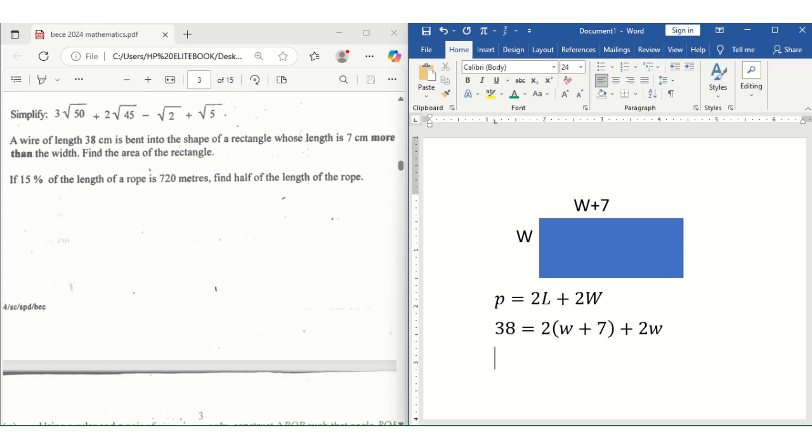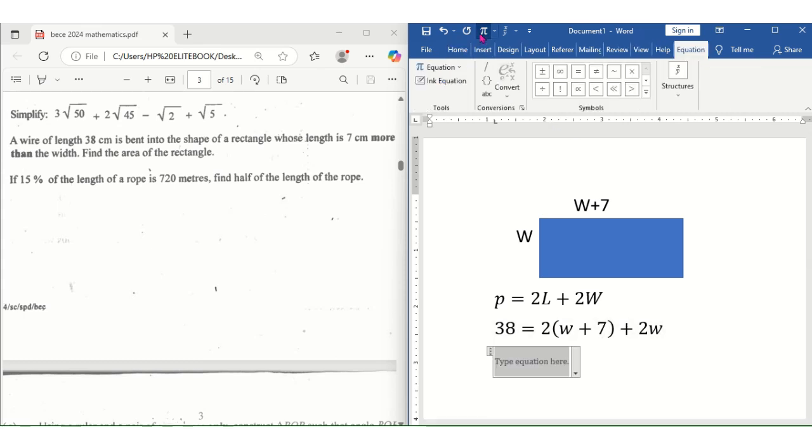Then we are going to solve this equation. So this will give us 38 equals, we are going to expand this bracket, which will be 2 multiply the w, which is 2w, and again 2 multiply the 7. So 2w plus 14, because 2 times w is 2w, then 2 times 7 is 14. So we are done with the expansion of the bracket, but we are again left with plus 2w.